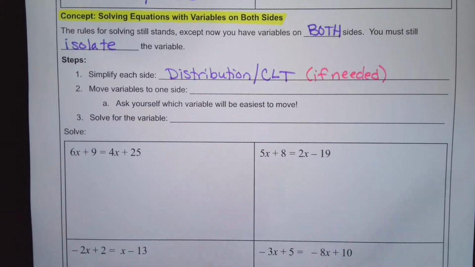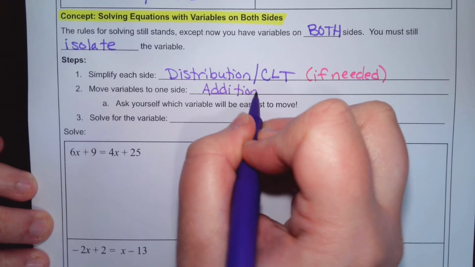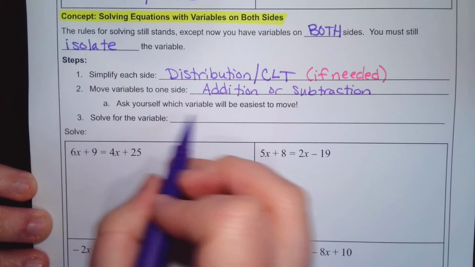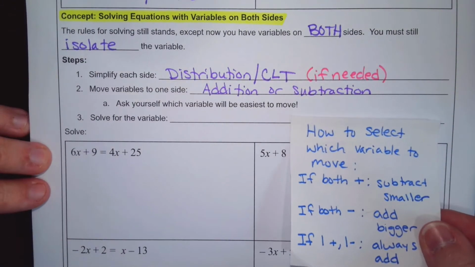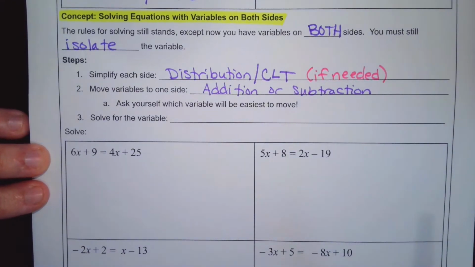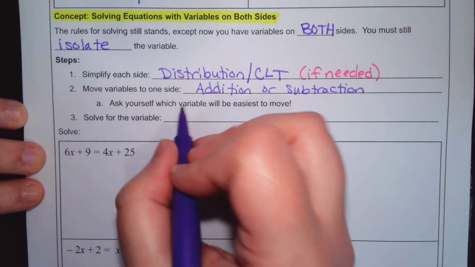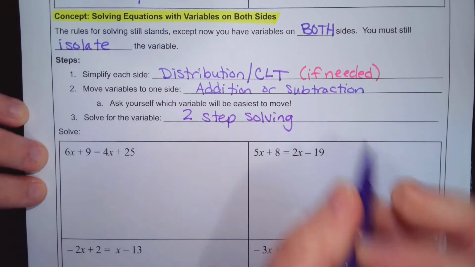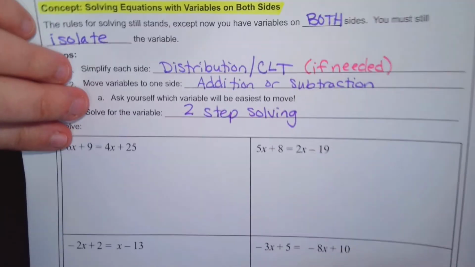Step number 2, you want to move variables to one side using addition or subtraction. And then you want to ask yourself which variable will be easiest to move. I have a list of rules that we're going to follow on how to select which variable to move. I will be using that while we work through the problems. And then finally, step 3, solve for the variable using our 2-step solving process.